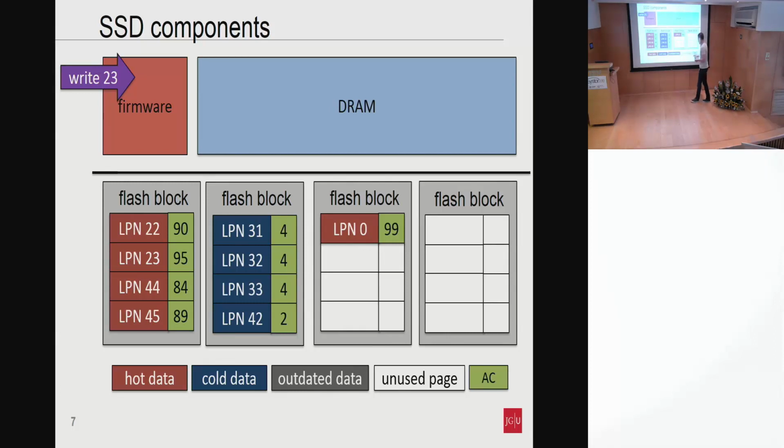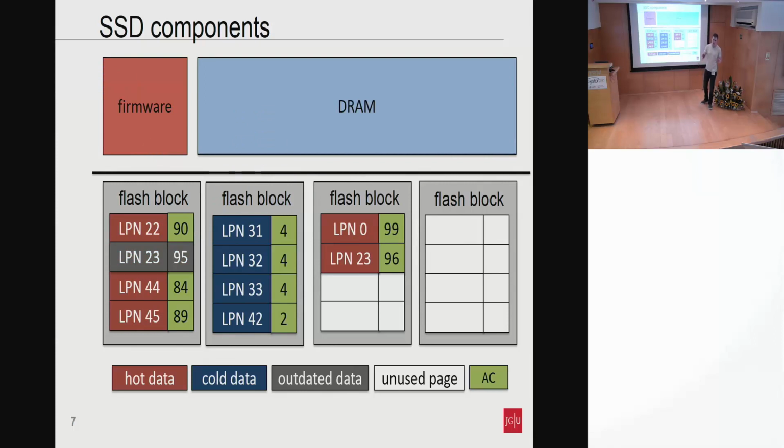So, since our access counters are written into the spare region, we first need to read the access counter from the spare region. Then we increase the access counter by 1, for instance, and then we can rewrite our data. But since flash memory cannot be updated in place, we need to write it to a new location, and the old location becomes invalid.